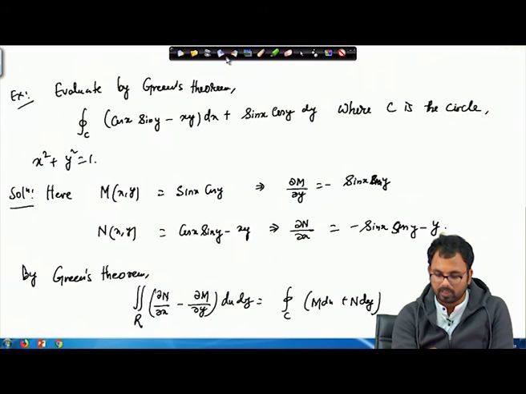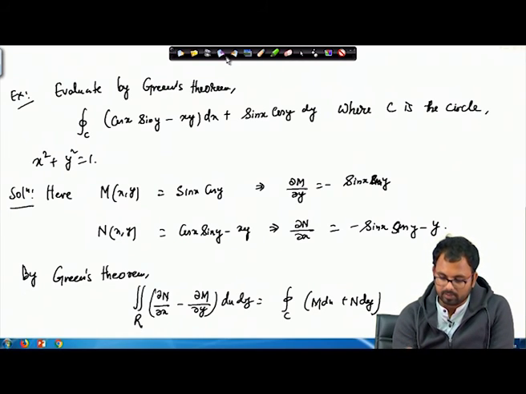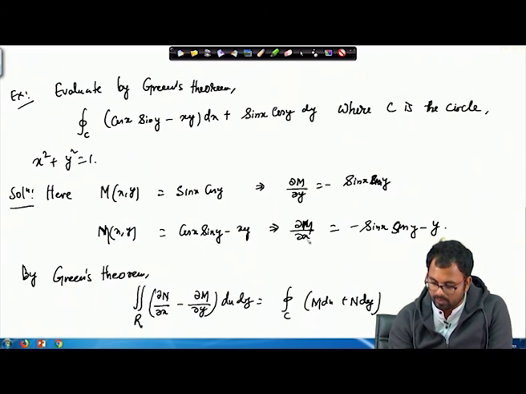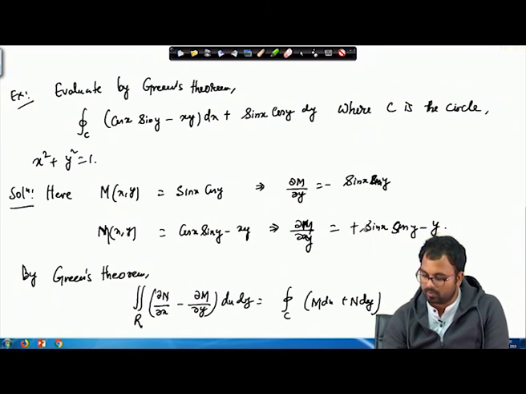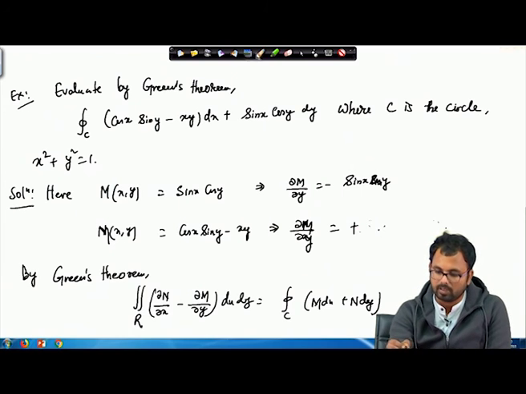So, this is my m and this is our n. So, del m del y is cos x sin y. So, this is cos x. I think I took the wrong m actually.